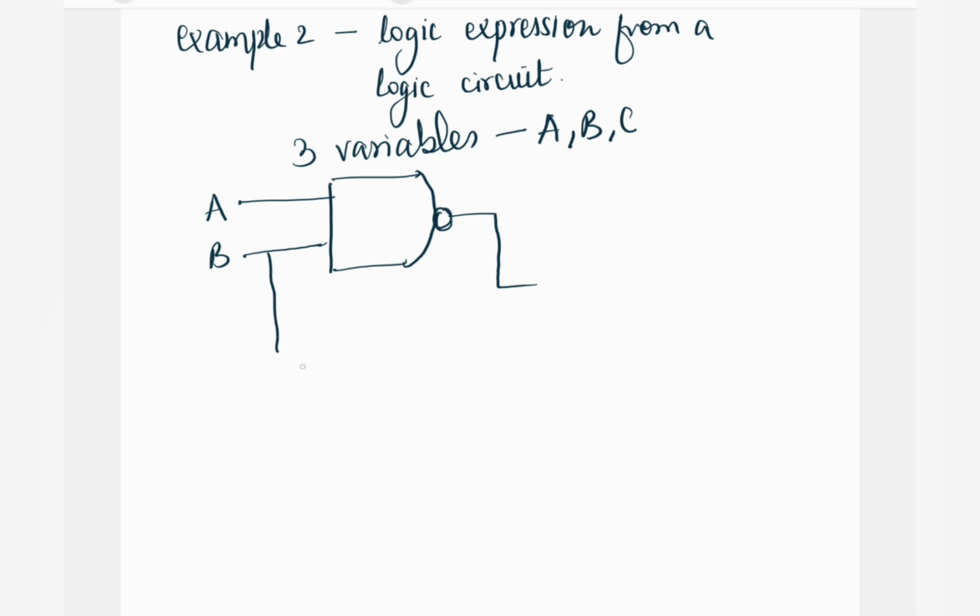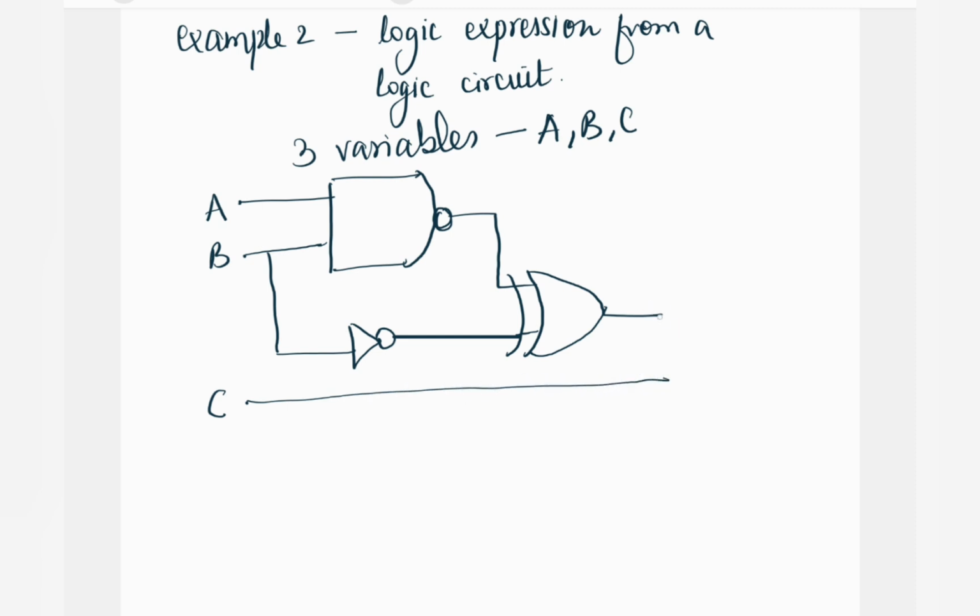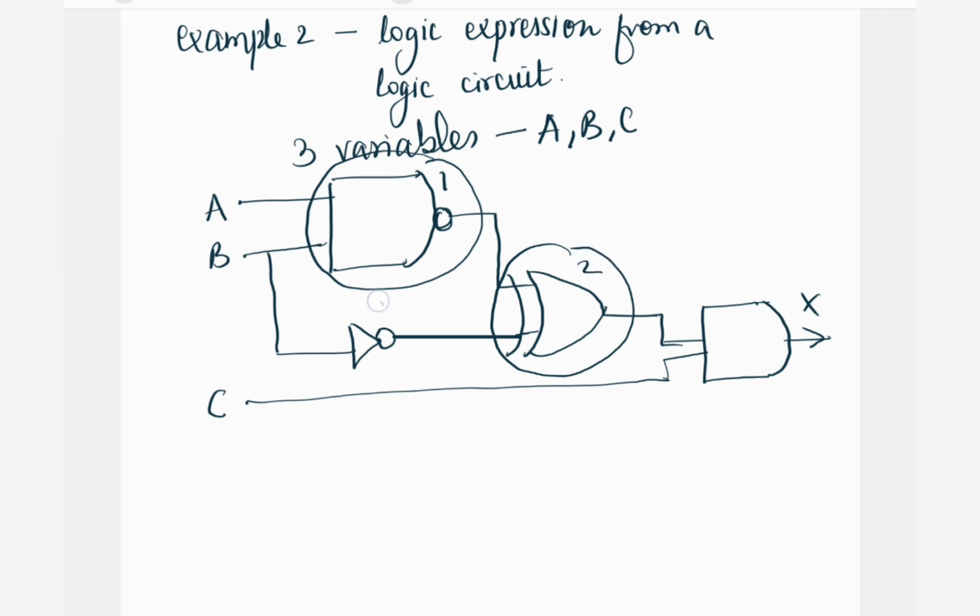Let's take from B a NOT gate and join these two together using an exclusive OR gate. Remember, the bar cuts over the line and then you have got the OR gate. And then let's take one more variable, as we are interested in three variables, C. Join these together using an AND gate again. That gives us an output X. If we look into this circuit, how many logic gates do we have? This is going to be 1, then 2, 3, and then there's another one, that's 4.